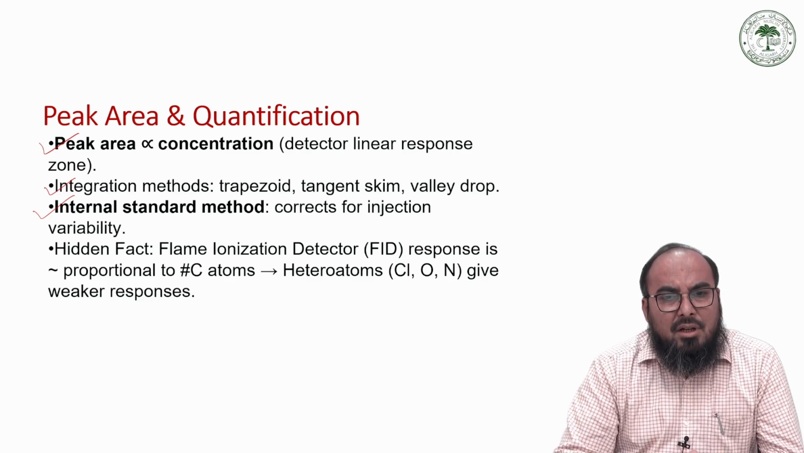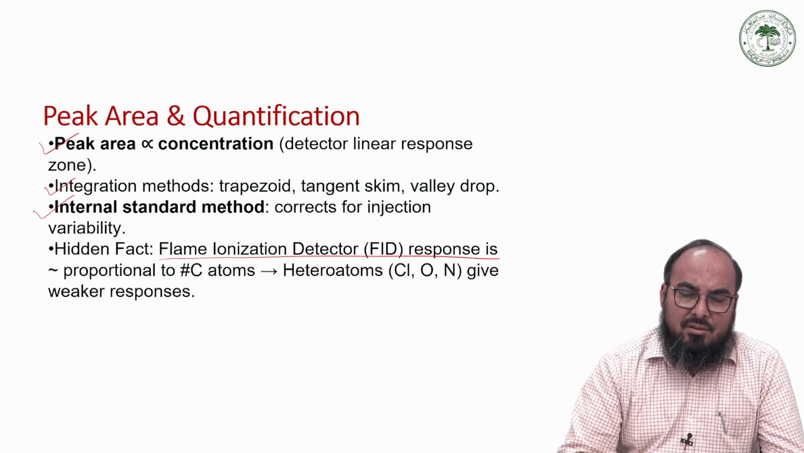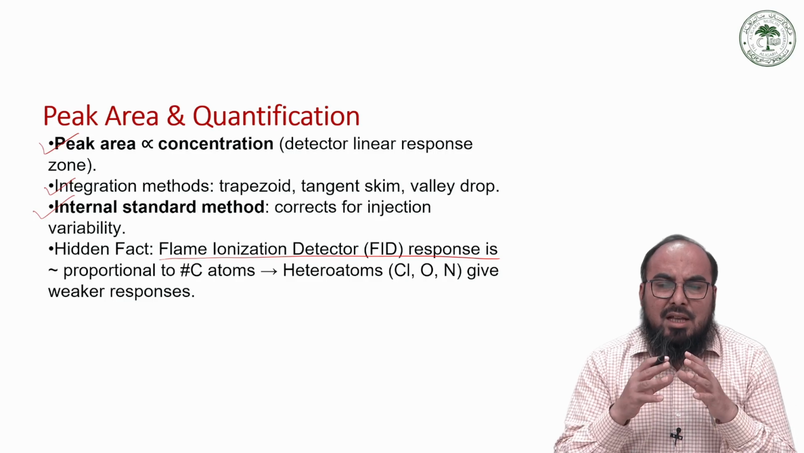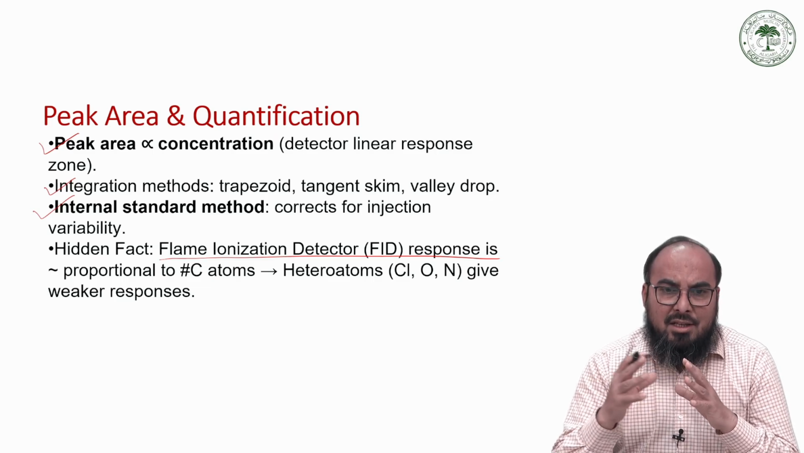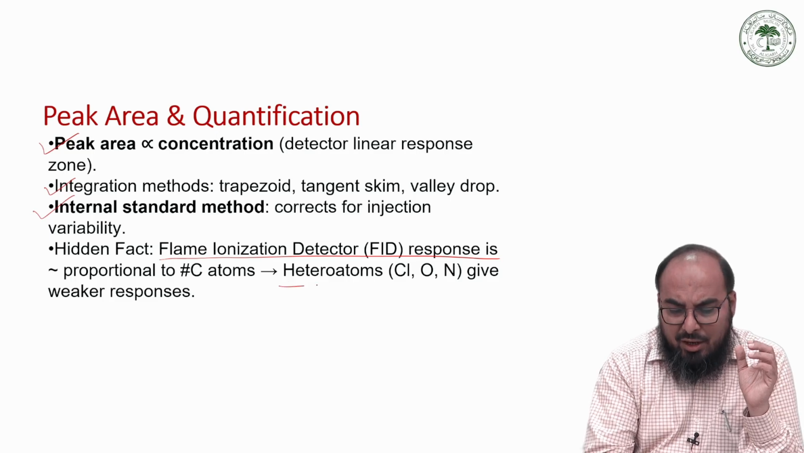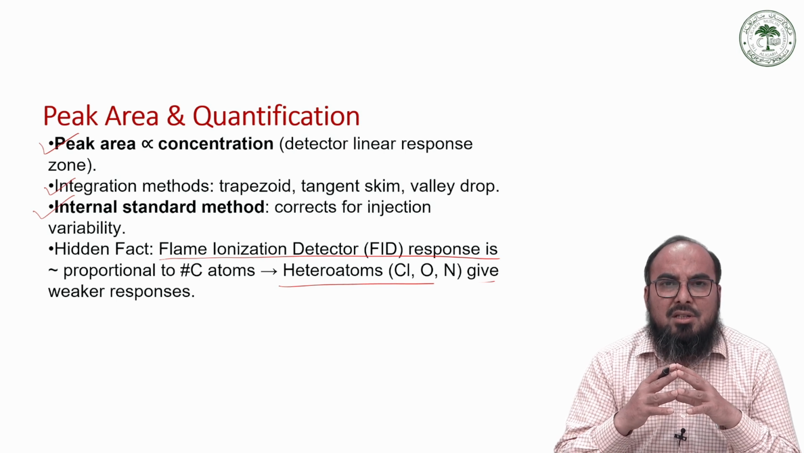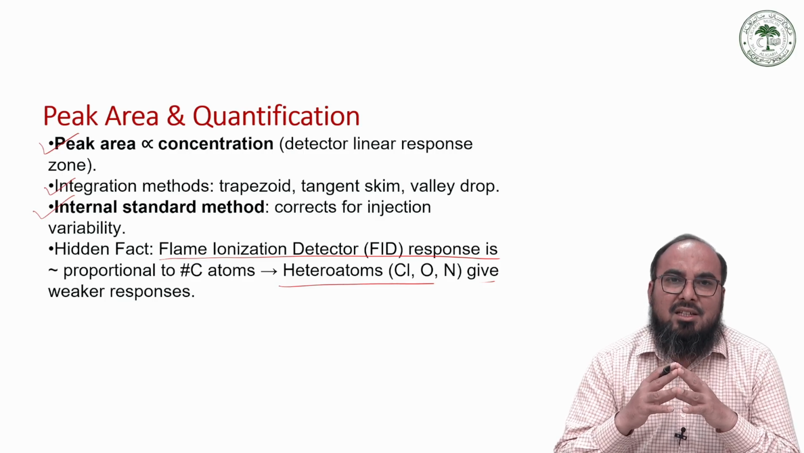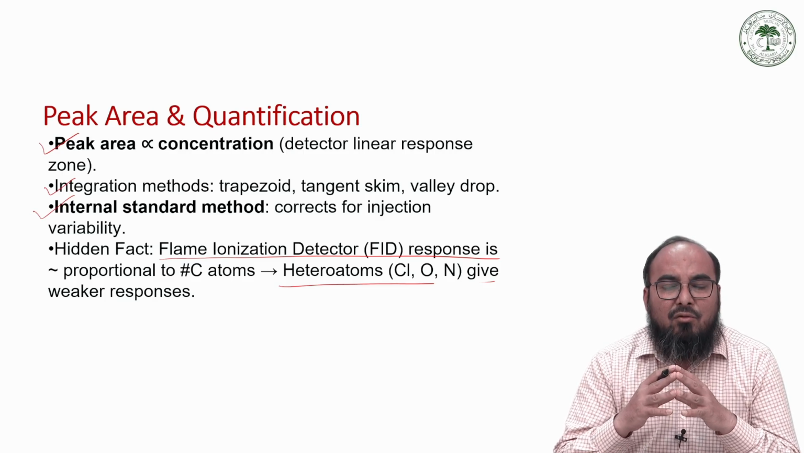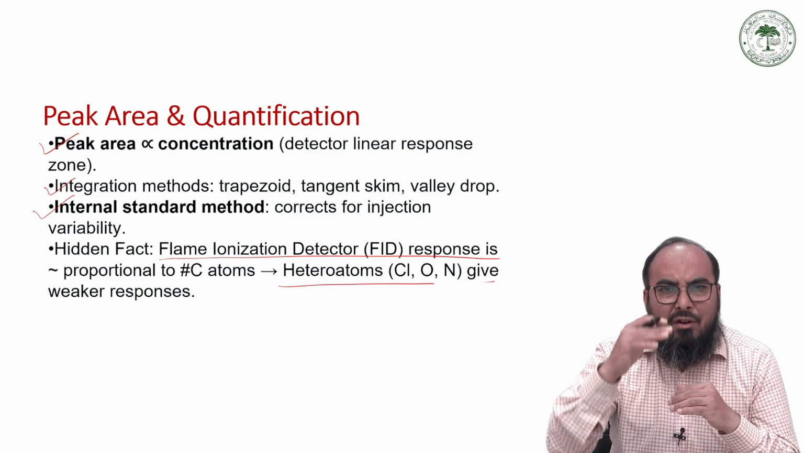Now, for example, in FID, response is proportional to the number of carbon atoms, because the combustion of your sample which contains carbon is directly proportional to the ions produced. In spite of carbon, if you have some other heteroatoms like chlorine, oxygen, nitrogen, or sulfur, then the response is not proportional. In that case the response would be weak as compared to carbon. So carbon has a 1:1 response, but the other heteroatoms do not have that 1:1 response. That is, they have a weak response.